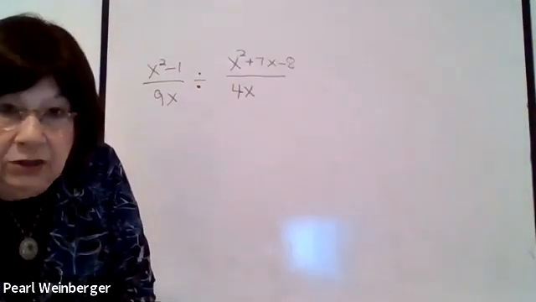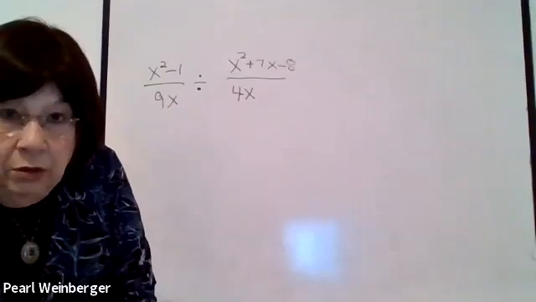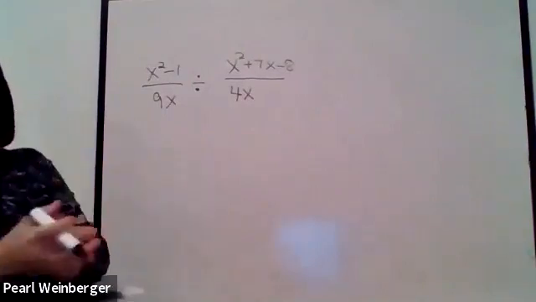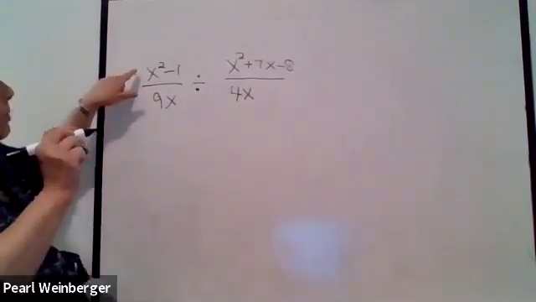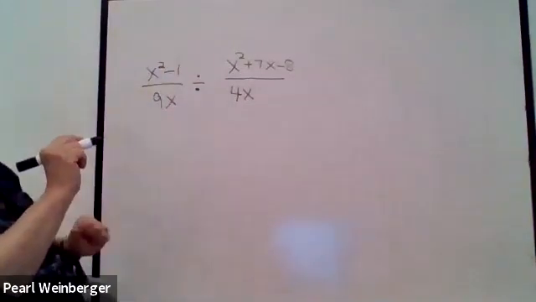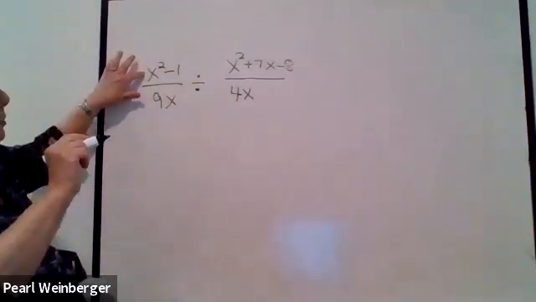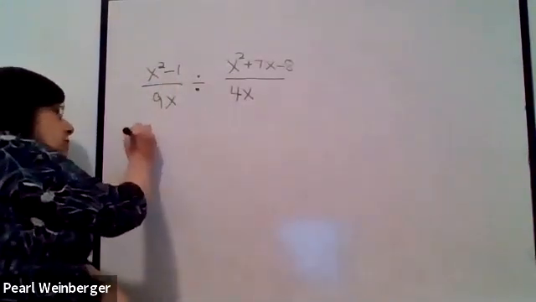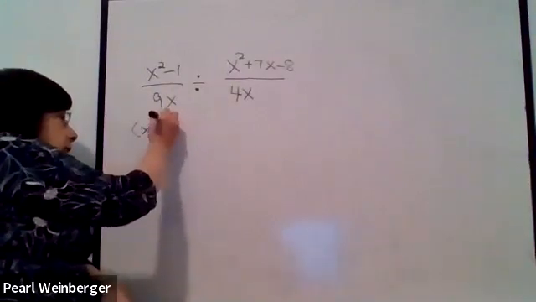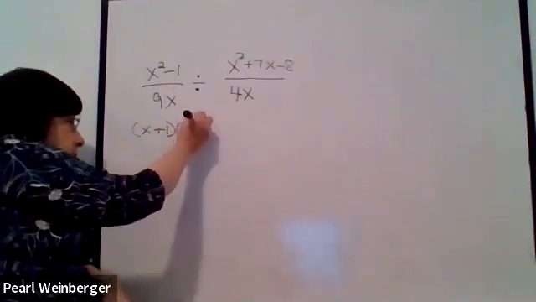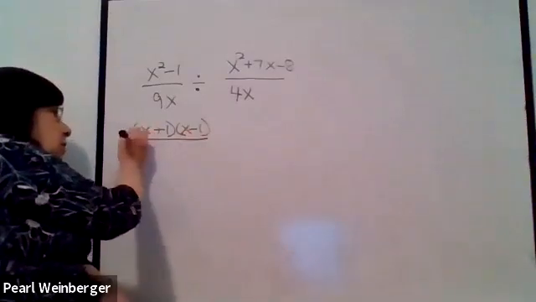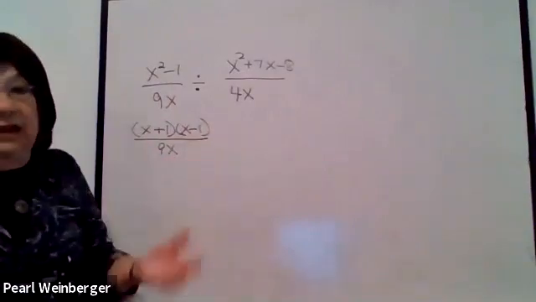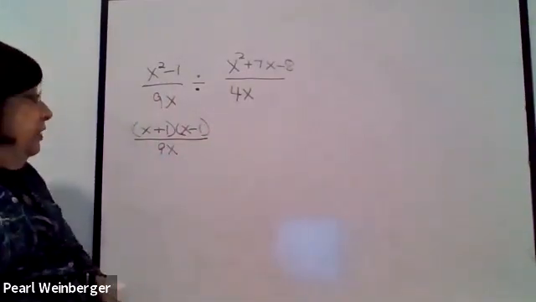You're going to want to be able to cancel things out, and you can only cancel out factored examples. So I'm going to factor it as I do the reciprocal. So the x squared minus 1 is the difference of squares. That factors to x plus 1 and x minus 1. That's our difference of squares. The 9x, I just leave 9x because there's nothing to factor. It's only 9 times x. It's already in its factored form.